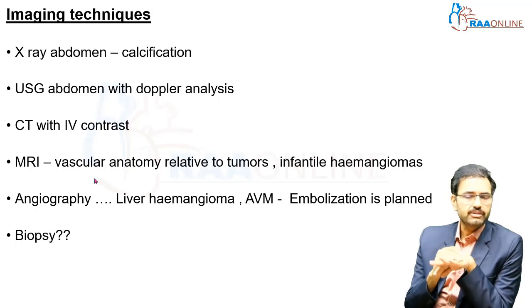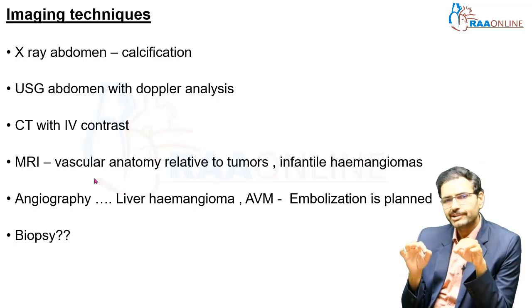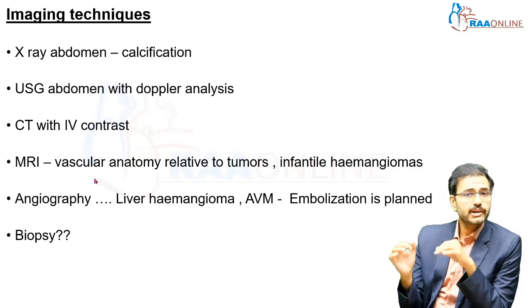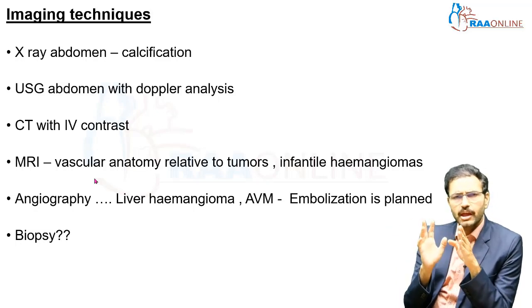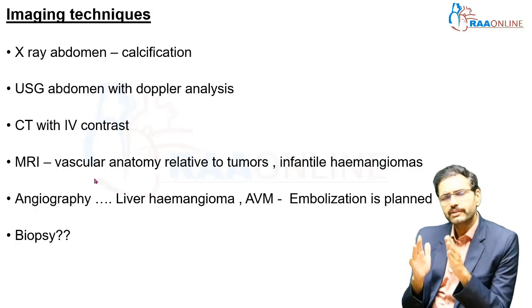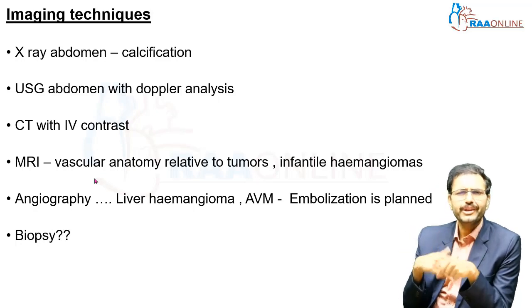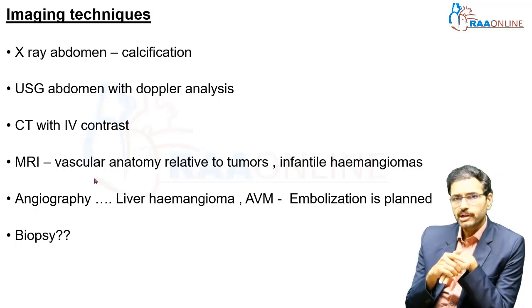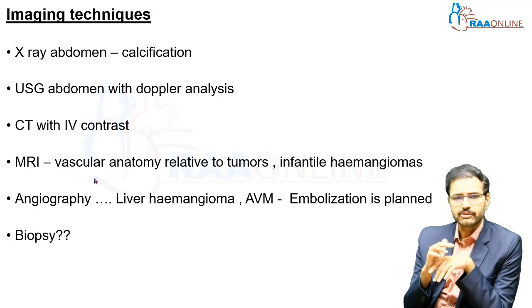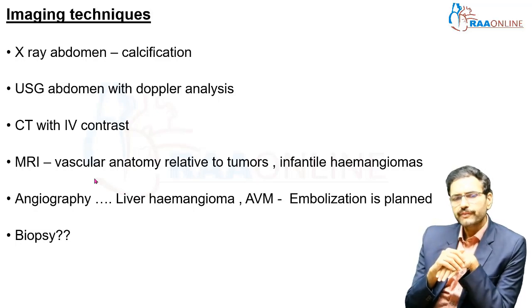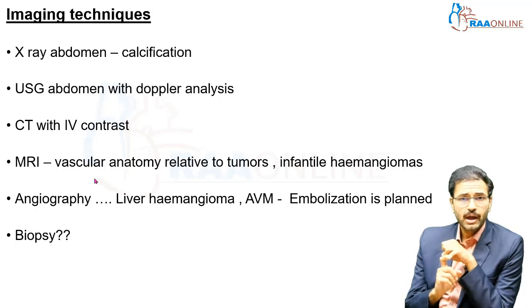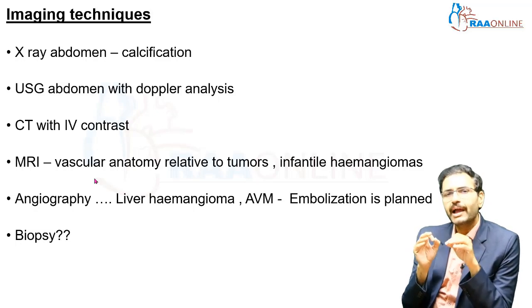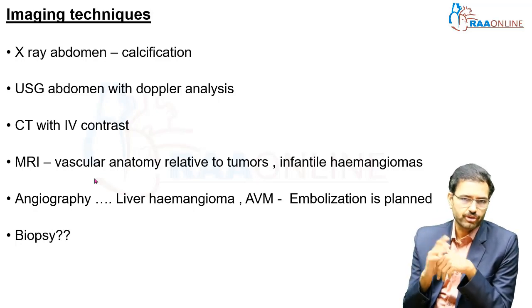CT with IV contrast is an excellent imaging modality to diagnose liver lesions, particularly benign lesions, particularly hemangiomas of the liver. MRA as a basic imaging modality for liver tumors is not very commonly done, but it can be done to look for vascular anatomy relative to tumors, particularly benign tumors, and also infantile hemangiomas to assess them. Angiography can be done with respect to a liver hemangioma or an arteriovenous malformation involving the liver, particularly if you are planning for an interventional procedure like an embolization.